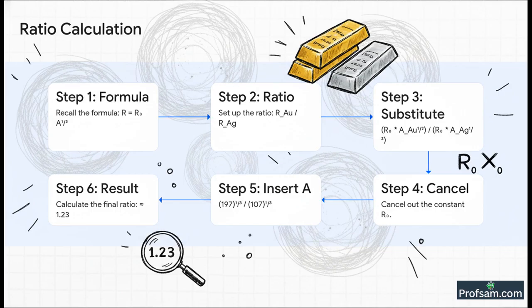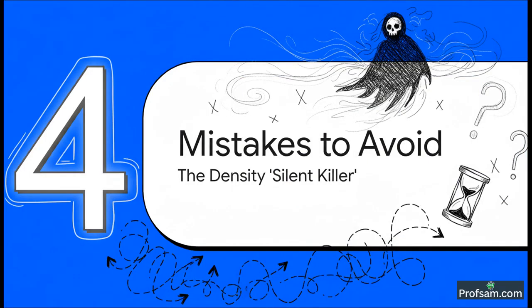Now, here's the beautiful part. In step 4, you can see that the constant R0 is on the top and the bottom, so it just cancels out. This makes our calculation so much simpler. For step 5, we just put in the mass numbers, 197 for gold, 107 for silver. And finally, we calculate the cube root of that ratio, which gives us an answer of approximately 1.23. See? It's that simple.